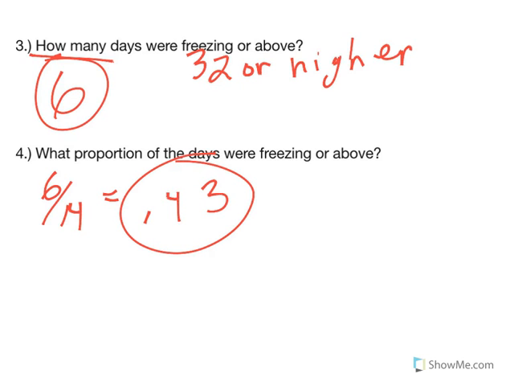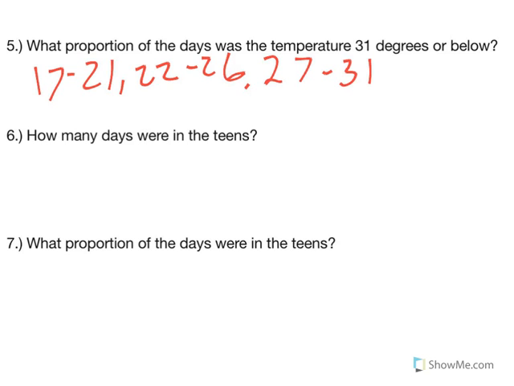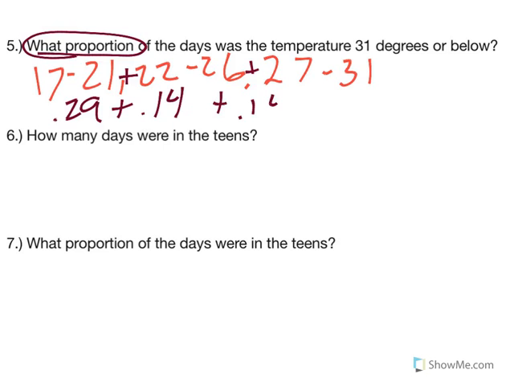What are they asking for? Number 5, what proportion of the days was the temperature 31 degrees or below? So that would be the 17 to 21, the 22 to 26, and the 27 to 31. We want to add all of these together, and it says proportion. So if you think about it, that's 0.29 plus 0.14 plus 0.14. And my answer would be 0.57.